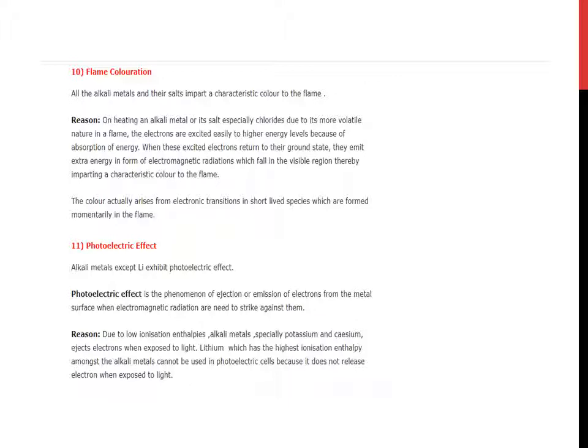So that's all about the physical properties of group 1 elements. All the very best, and this chapter is very easy also. Prepare it. It will be very helpful for moving on to p-block elements also.